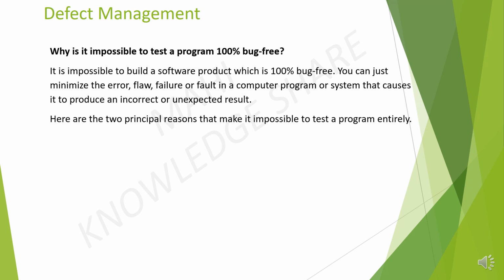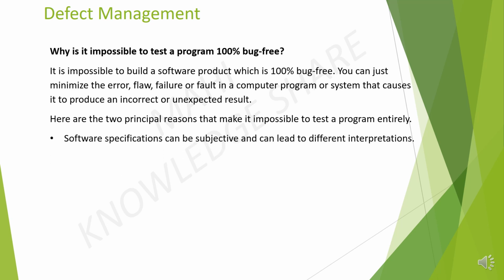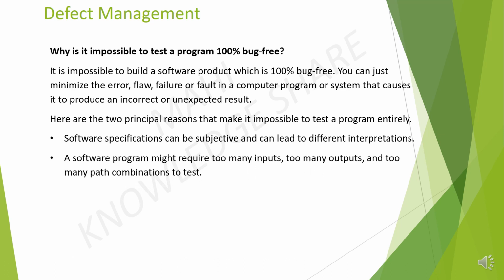Here are the two principal reasons that make it impossible to test a program entirely. 1. Software specifications can be subjective and can lead to different interpretations. And 2. A software program might require too many inputs, too many outputs and too many path combinations to test.